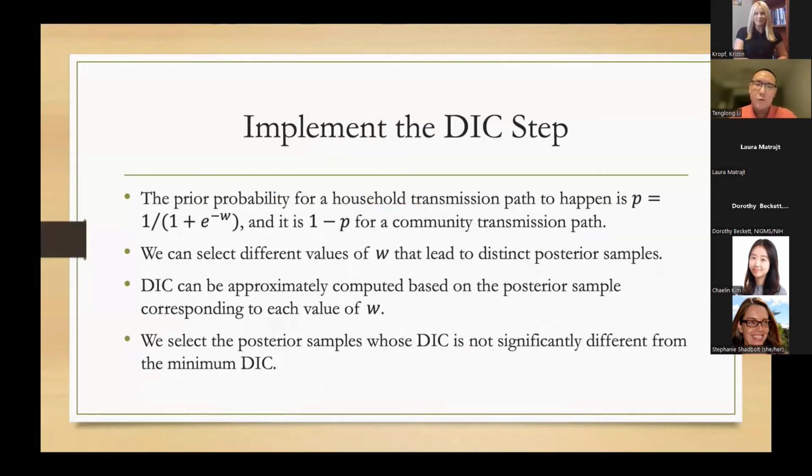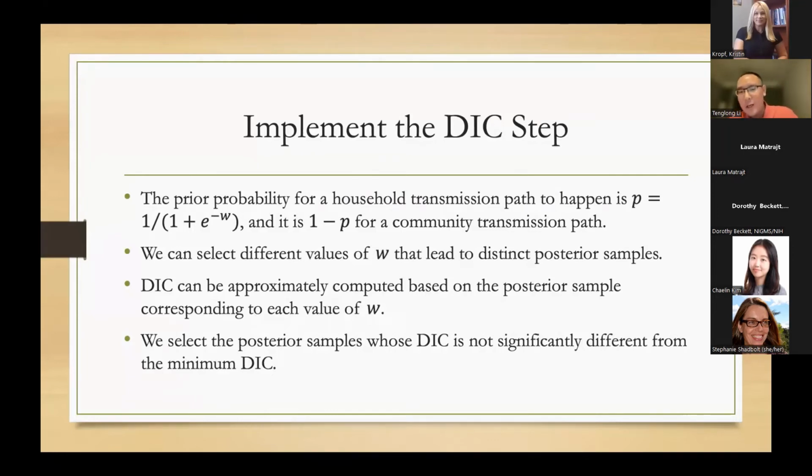So I try to make things a little bit simplified, right? Here is how I define the prior probability for a household transmission path to happen, which is an inverse logit function of W. W here serves as a hyperparameter, and I define 1 minus P as the community transmission path. So I only need one W to control the priors for different parameters. Basically we select different values of W that lead to distinct posterior samples.